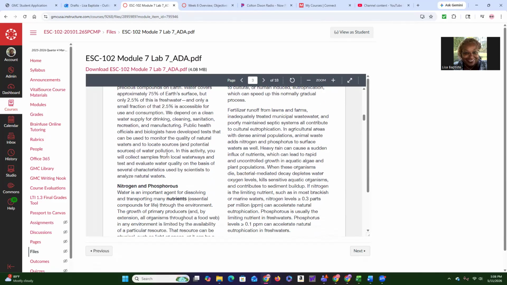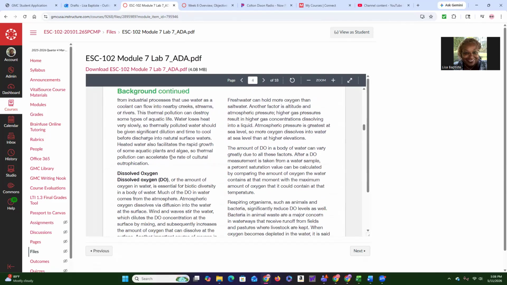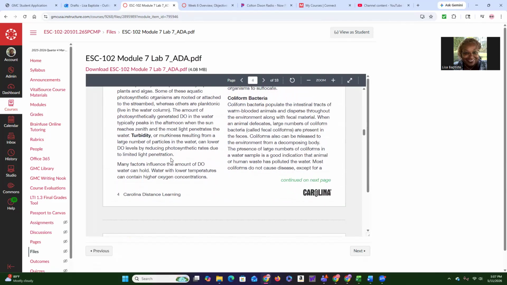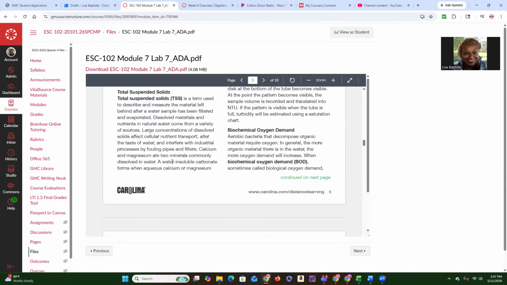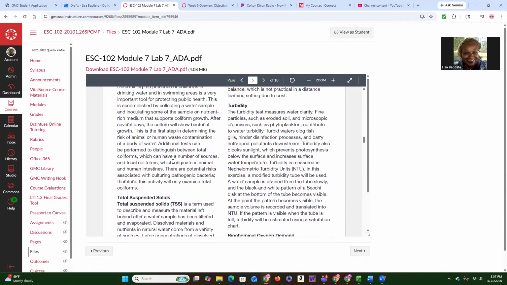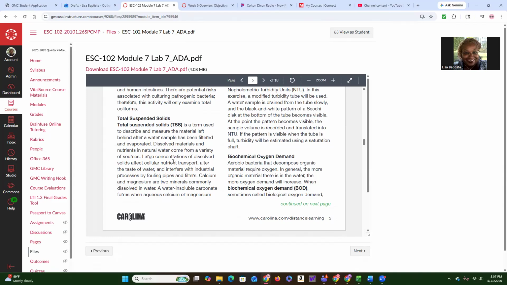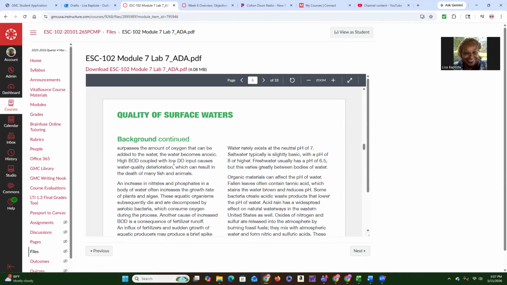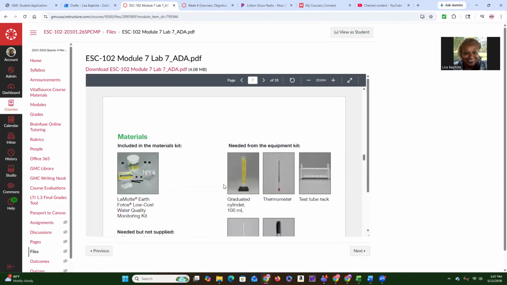Right here, this will give you a little background about the lab. Okay, a little information about the lab to help you write that introduction for your lab report. And it tells you about the different tests that you're going to do, the total suspended solids, turbidity, the BODs, biochemical oxygen demand, your pH. You're going to look at pH for your solutions.